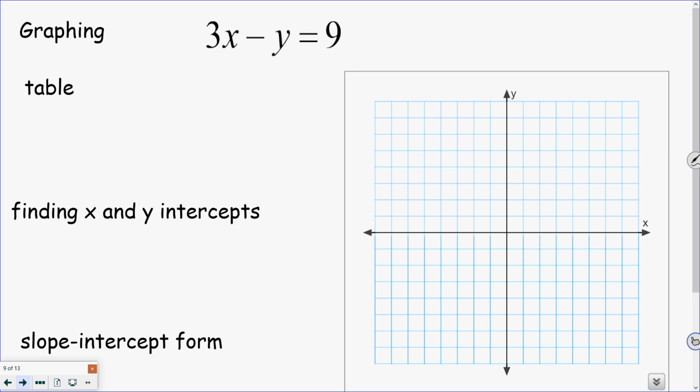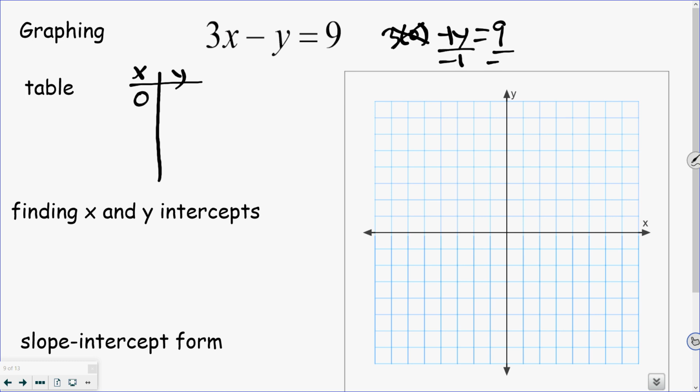We want to graph 3x minus y equals 9. So if I'm using a table, make an xy table, I pick the values for x to plug in. So let's just pick something to plug in for x. We could do, for example, 0. And then I plug 0 in for x and find out what happens. So I would go 3 times 0 minus y equals 9. Well, 3 times 0 is 0. That's like a negative 1y, so divide by negative 1. So y is equal to negative 9.